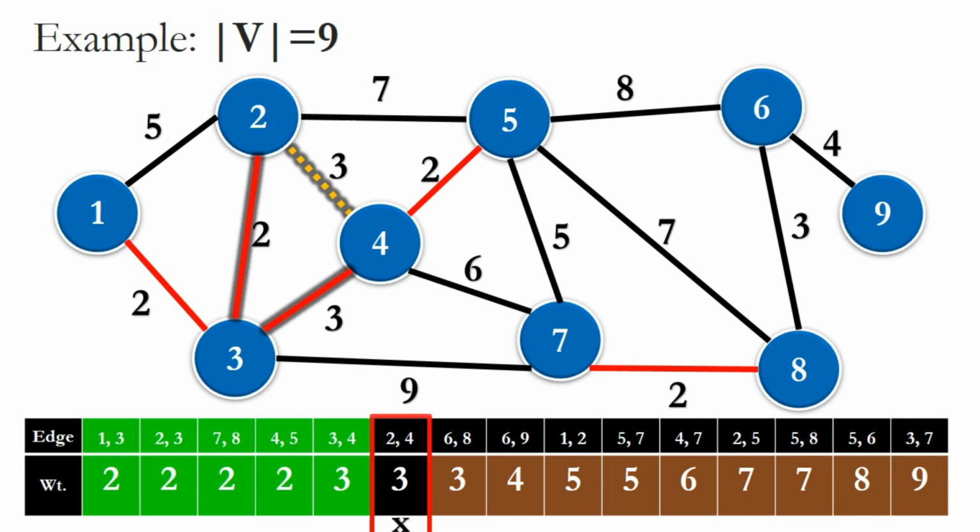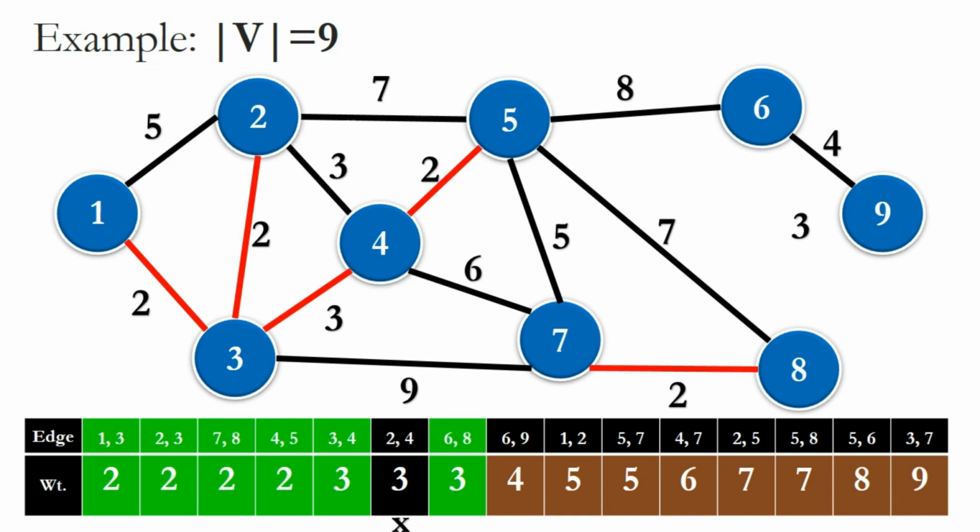Next element is from value of 3 with the reference edge of vertex 2 and 4. We're going to check if we're going to include this vertex 2 and 4 in our spanning tree. Mapapansin natin, kapag in-include natin siya sa ating spanning tree, magpo-form ng cycle si vertex 2, 3, and 4. So therefore, this vertex 2 and 4 with the value of 3 is not included to our spanning tree.